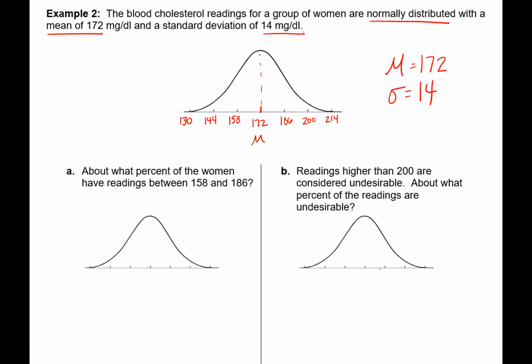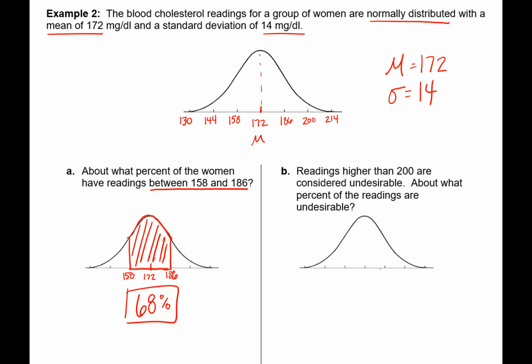About what percent of the women have readings between 158 and 186? So I've got my mean of 172. The 158 was one standard deviation to the left, and the 186 was one standard deviation to the right. So that means I'm looking at the area shaded between those two values. This shaded region, remember, was the middle section of the graph. That's 68% according to the empirical rule.